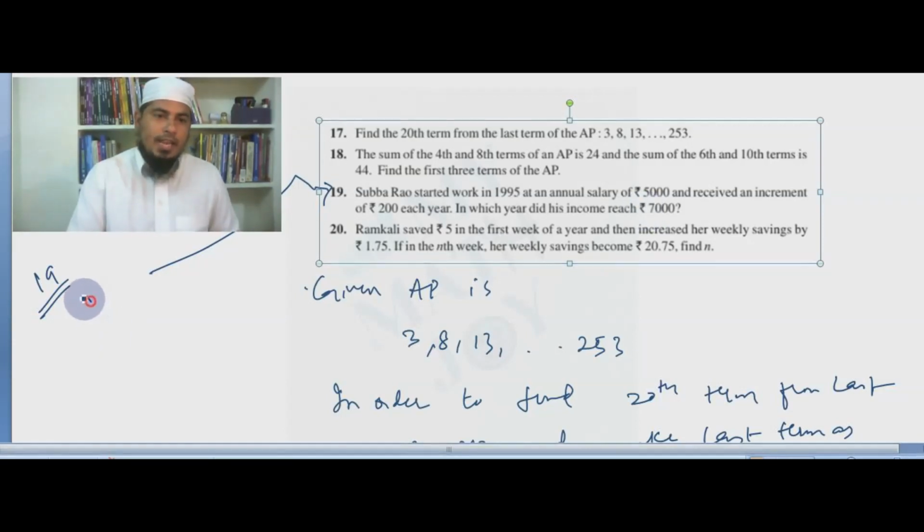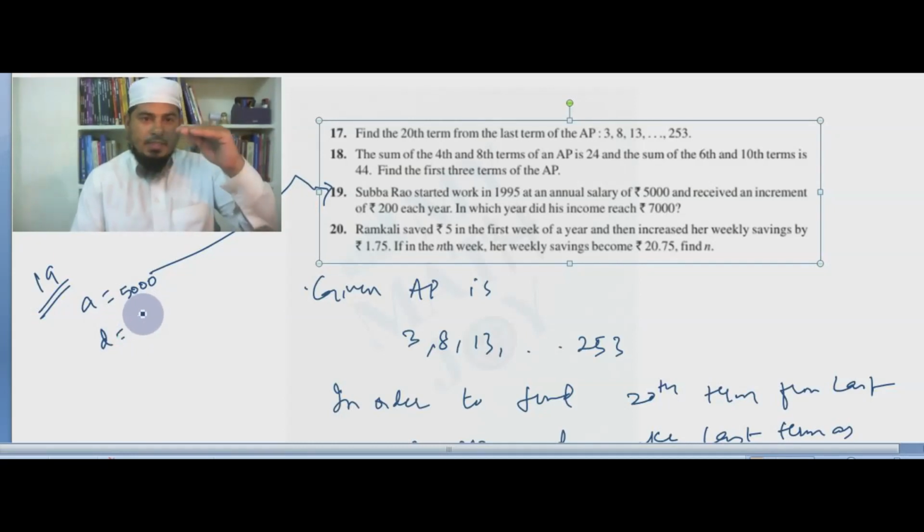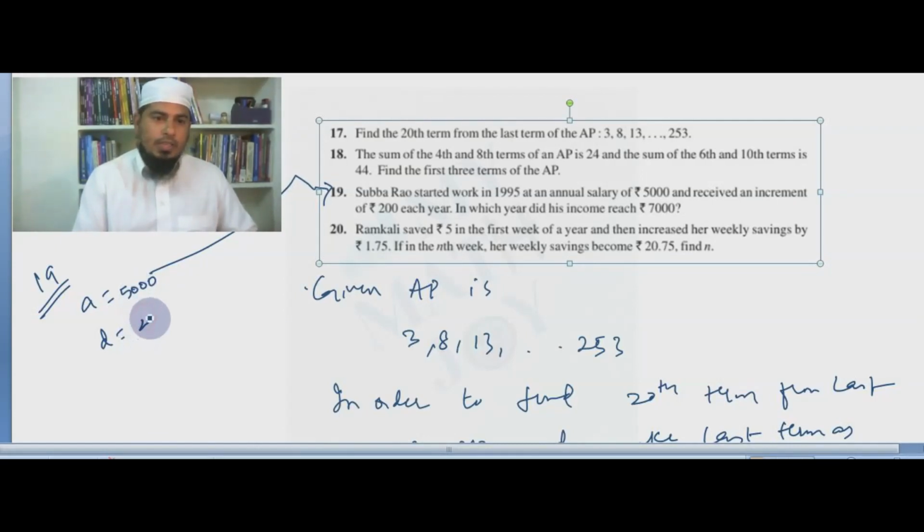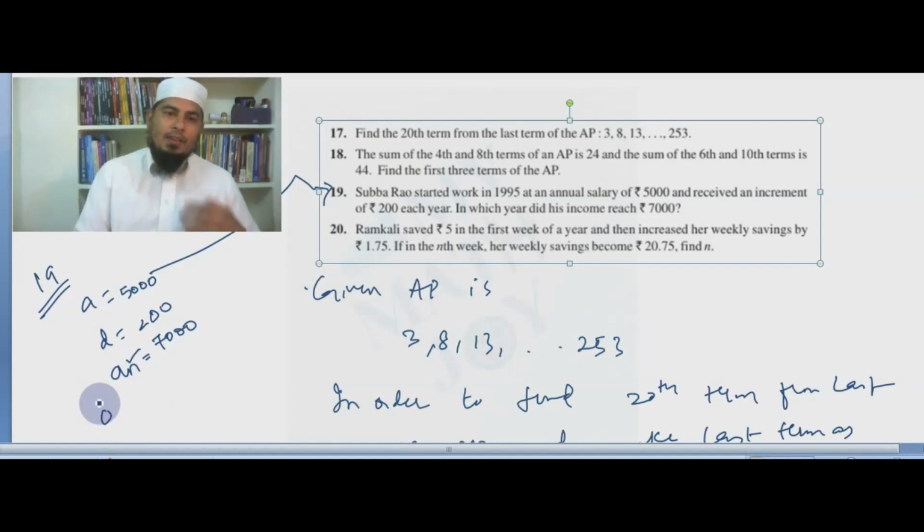So the initial salary was 5,000, so A is 5,000. Increment means increase. What fixed number is increasing? It is exactly 200, so D is 200. Lastly, the salary became 7,000. How many years did it take? So you need to find the N value. Again, you have to calculate. Come on, you should do this.